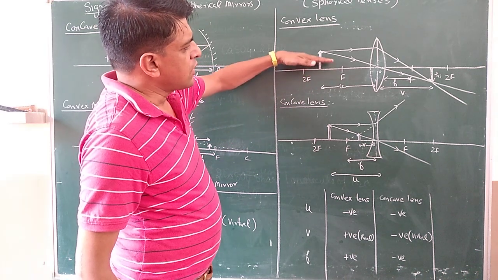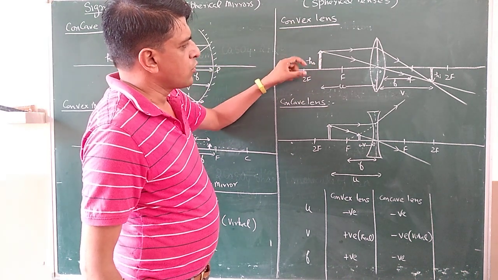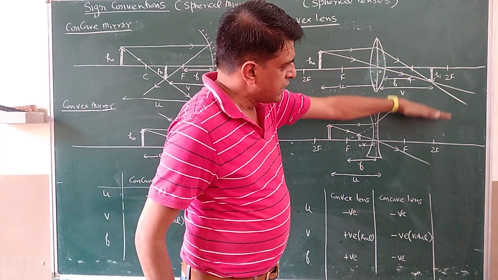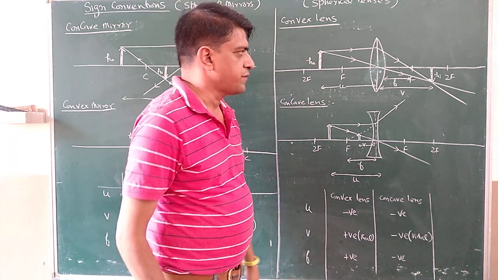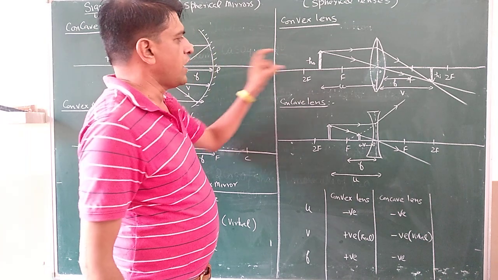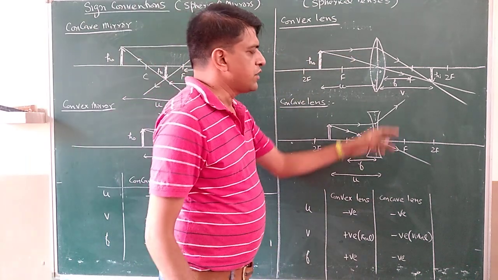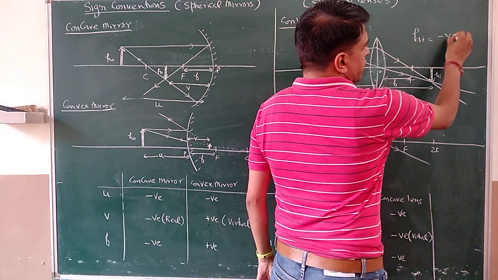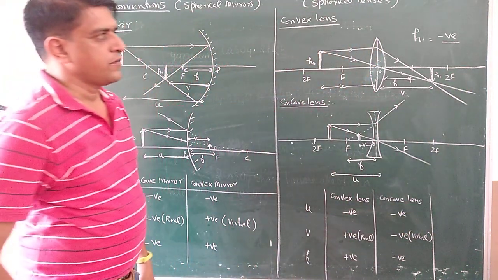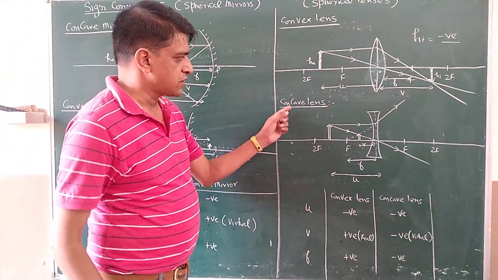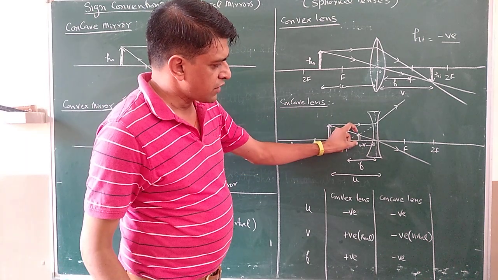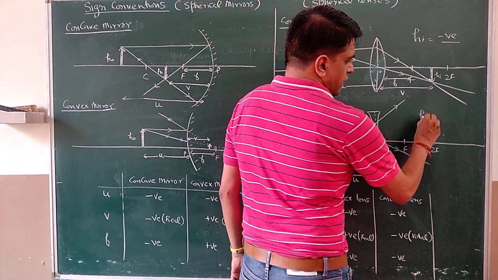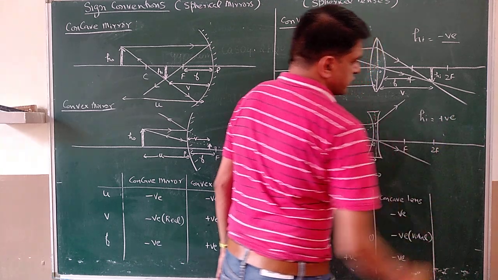Now one point left, that is height. All the distances measured in the upward direction of the principal axis are taken positive, and all the distances measured below the principal axis are taken negative. Now in case of height of object, it is always positive, but if the image is inverted, height of image is negative if it is real or inverted. In case of concave lens, image is erect. If the image is erect, the distance is above the principal axis, that means height of image is positive.